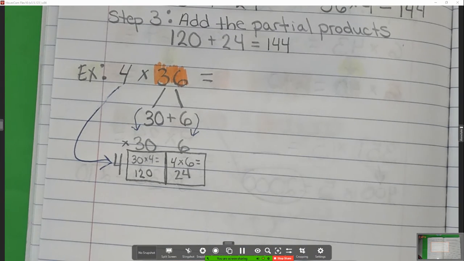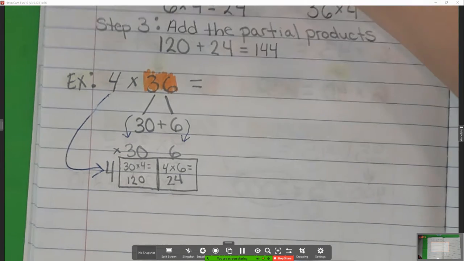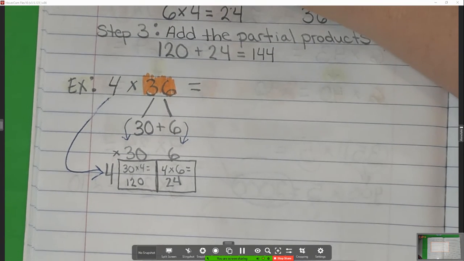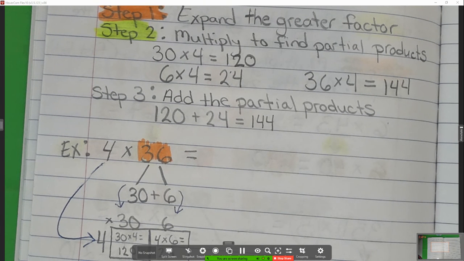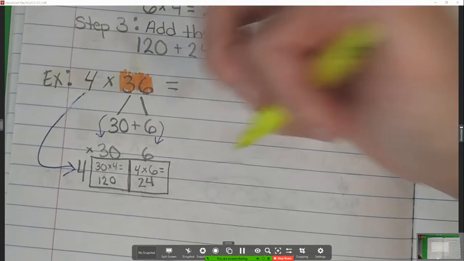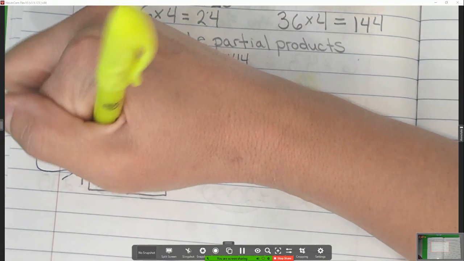Let me color coordinate this so you guys kind of see. So step 2, I'm going to make yellow. It said to multiply to find partial products. Partial products is saying this part of this product, this part of this product, and this part of the product, meaning chunks of the product. And how we did that is we went ahead and we did, this is step 2.